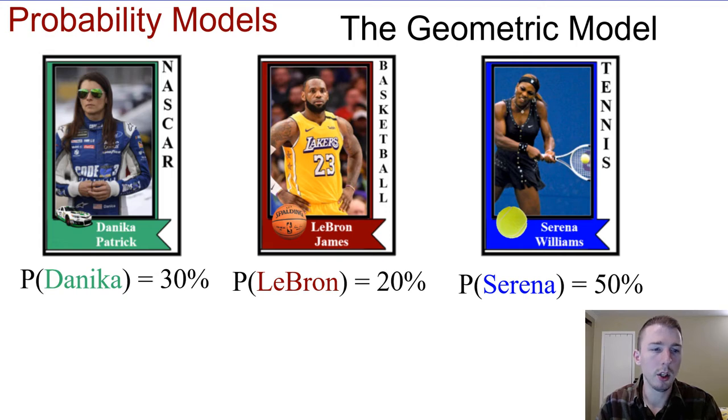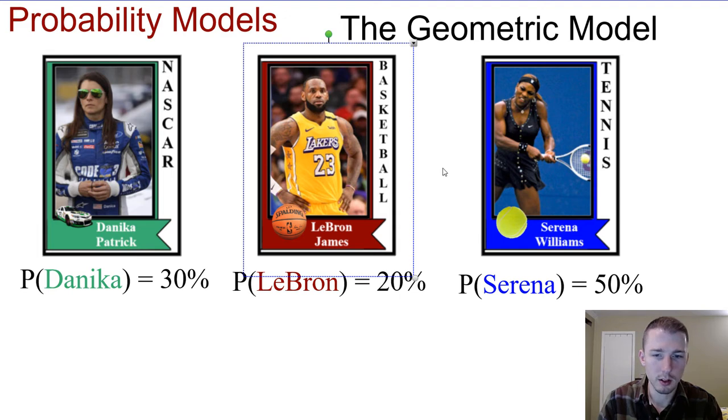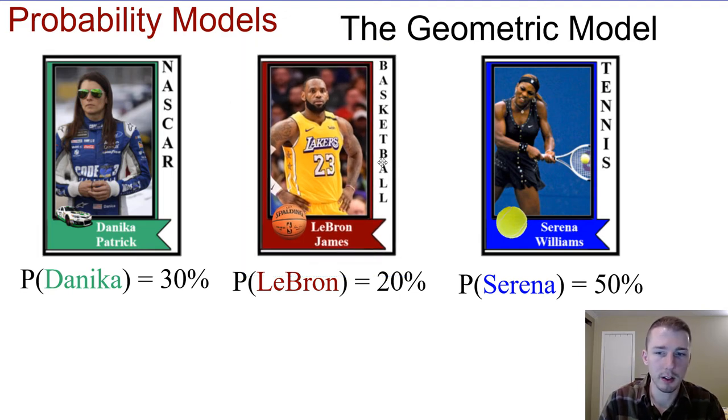So we're going to go back to the example of the cereal boxes with the 3 playing cards. We have the Danica, LeBron James, and the Serena Williams. I actually made these cards, which is pretty cool. I made the templates. I don't know if you can see them. Anyway, I made the templates and then I found the images and put them together. It was quite fun. Apparently I had a lot of time on my hands last year.